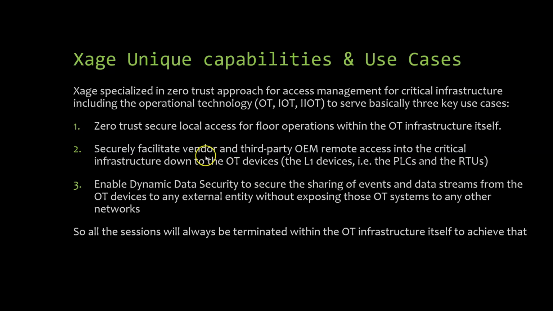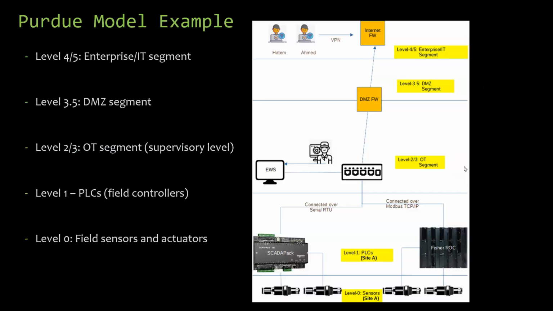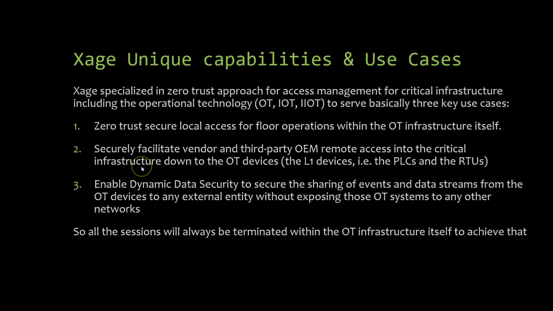Okay, securely facilitate vendor and third-party OEM remote access into the critical infrastructure down to the OT devices, the level 1 devices, the PLCs and the RTUs. So these vendors will not actually have a VPN where once they are connected through VPN they are as if they are inside the environment. No, they will be properly managed to access the critical infrastructure in a very secure way. So this is the second use case.